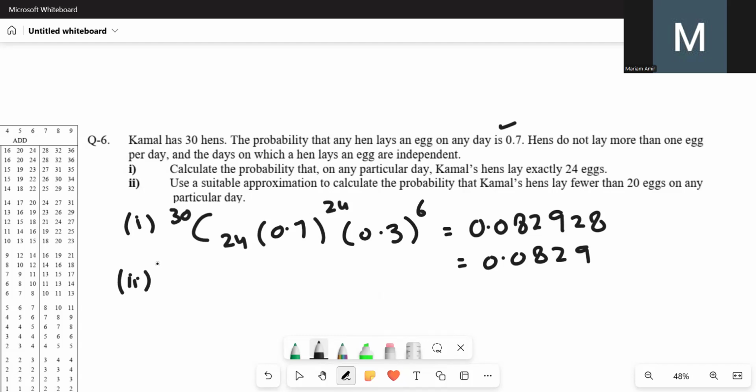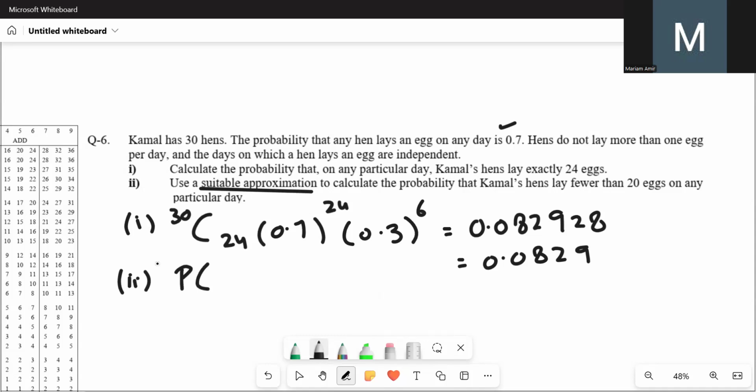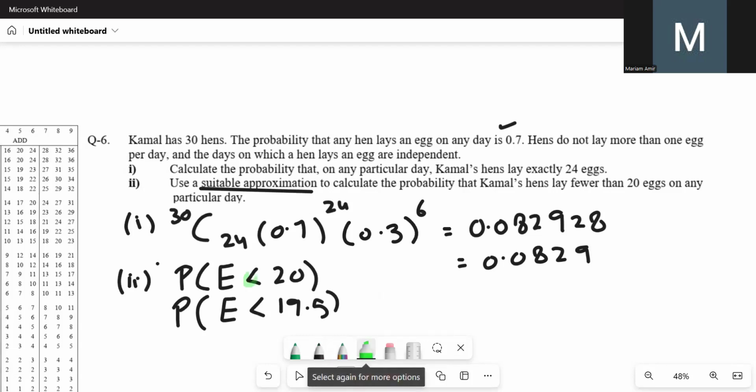Part 2. Use a suitable approximation to calculate the probability that Kamal's hens lay fewer than 20 eggs on any particular day. Suitable approximation means this is a question on converting binomial distribution into normal distribution. For that, we must first apply continuity correction. It says lays fewer than 20 eggs, so we can write E less than 20. Then we will apply continuity correction, so E less than 19.5. Since it's less than, we're going to use lower bound, which is 19.5.